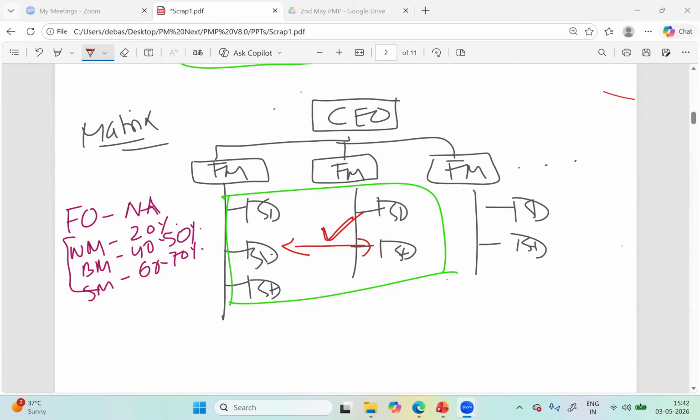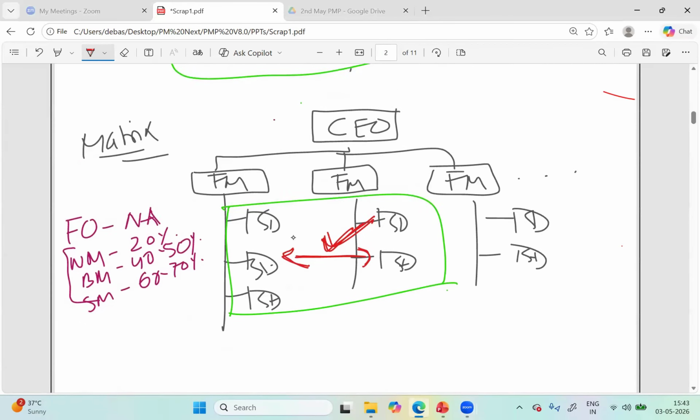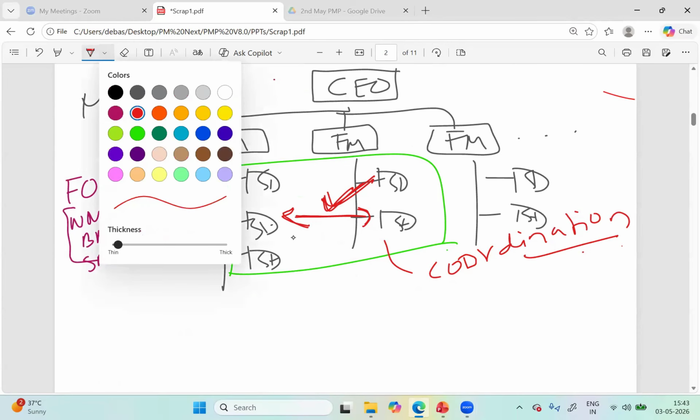Yeah, I was saying, in the matrix setup, this channel of communication is very much present. If you recall, in functional, I did show you, it's not there. The coordination happened at the functional manager level. But here in matrix, there is coordination within the team. So there is improved coordination within the project. That's one. And next, I'll add more characteristics.